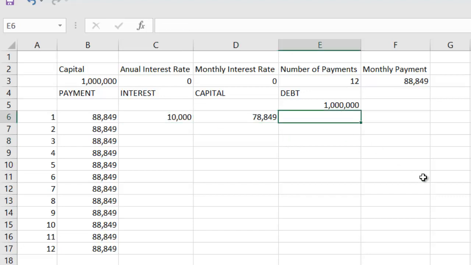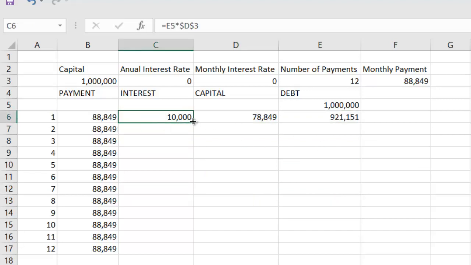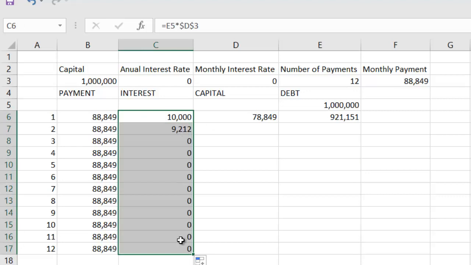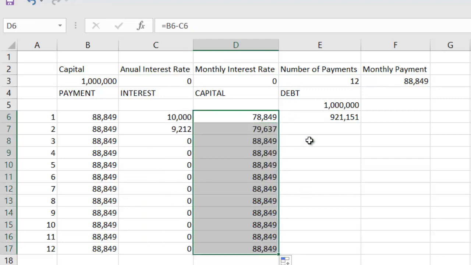Okay, now it's going to be whatever I owe from last month minus the capital from this month. So at this point, I owe 921,151 pesos. Okay, so now that we have our values, we are just going to fill handle everything else. Because I'm going to fill handle this, you're going to see that all the values are going to start to come up as soon as we fill handle everything.